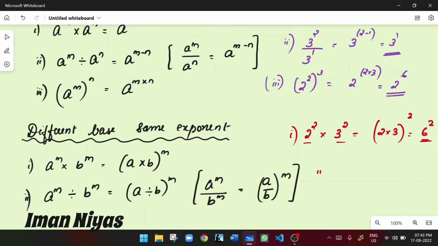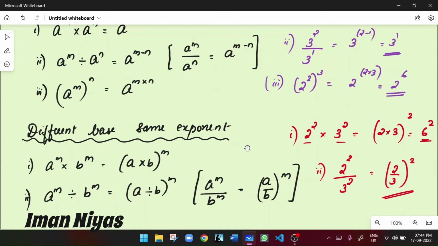Okay, so the second one, you can see that a raised to m divided by b raised to m. So I'm taking it as 2 raised to 2 divided by 3 raised to 2. We take a different base, right? And the exponent should be the same. So how can we write this? 2 by 3 to the power of 2. Combine and write. Okay. This is the way you can write a different base and same exponent. Is that clear? Okay. So let's go ahead with the next.